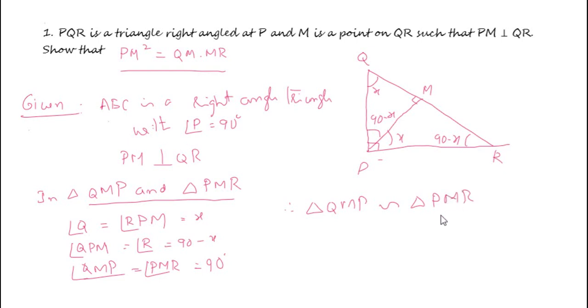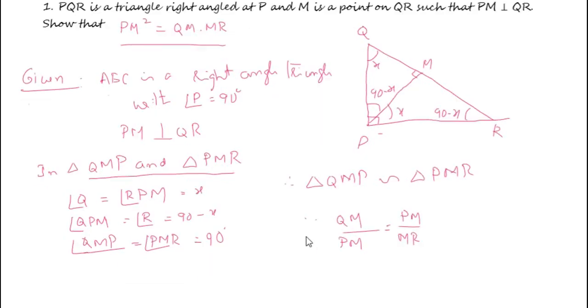If two triangles are similar, then the ratio of the corresponding sides is equal. Therefore, QM divided by PM equal to MP divided by MR, or PM divided by MR. Now cross multiplying PM into PM, that is PM square is equal to QM into MR. This is the required proof.